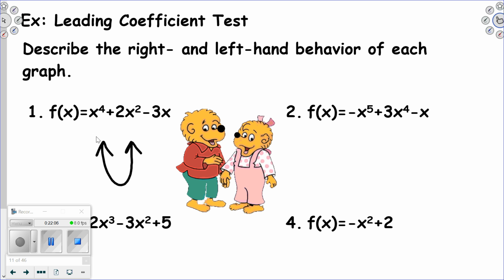Okay, that first one, though, that was even and positive, so smiley face. Number 2. Very nice. That was odd, so it's one of your odd faces, and it is negative, so it's going downhill. All right, let's pick somebody for 3.